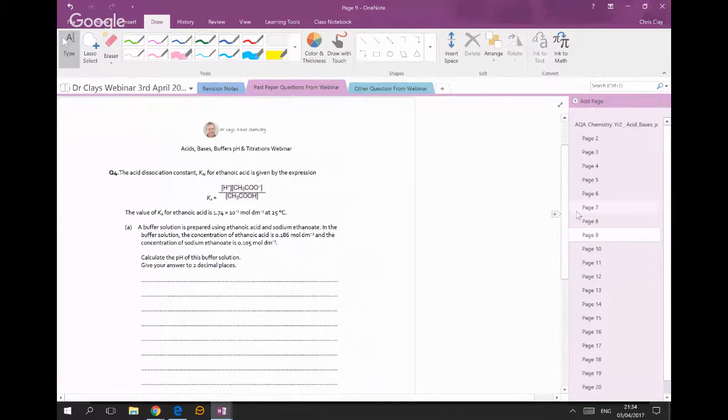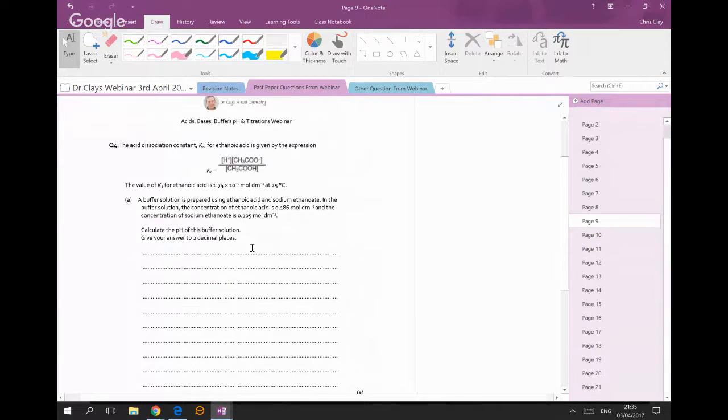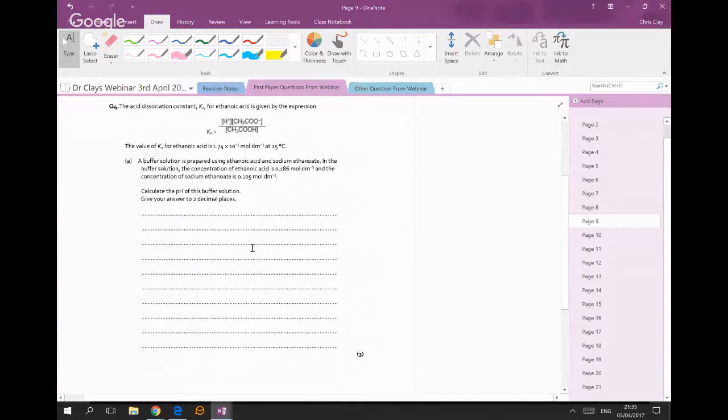Okay, now we're moving on quite rapidly here into more buffer questions, which is good to see, because these are always the ones that people tend to struggle with the most. So question 4, now we've got our ethanoic acid, which is the classic one that they tend to use. A buffer solution is prepared using ethanoic acid and sodium ethanoate. In the buffer solution, the concentration of ethanoic acid is 0.16 and the concentration of sodium ethanoate is 0.105. Calculate the pH of this buffer solution, giving your answer to 2 decimal places.